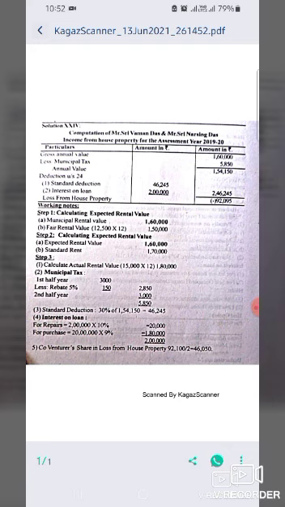Municipal taxes half year 3,000 and rebate 150, so 2,850, and second half is 3,000. So total is 5,850. Standard deduction 30% of 1,54,150, that is 46,245. So interest on loan: for repairs 2 lakhs at 10%, 20,000; for purchase 20 lakhs at 9%, 1,80,000. So co-owners' share in loss of house property: 92,095 will be divided by 2, 46,050 rupees for each.